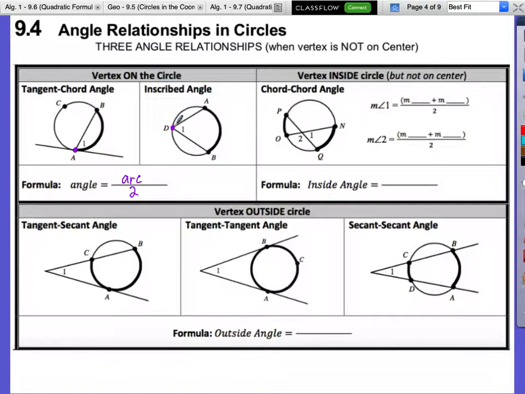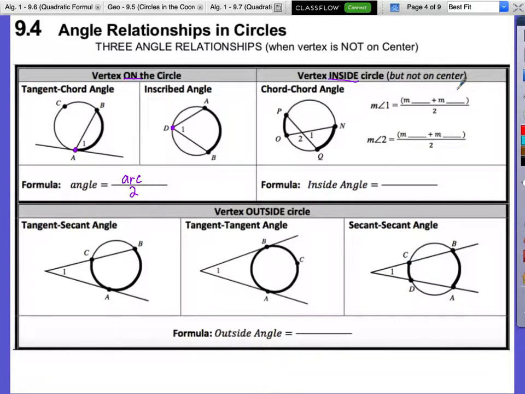And once again, the inscribed angle is not new to us, so we'll just extend that to the other time we have a vertex on the circle. Second scenario is if we have the vertex inside the circle. This one is vertex inside the circle, but it's not at the center. Because if it's the center, it's a central angle, and we know it's just the same as the intercepted arc.